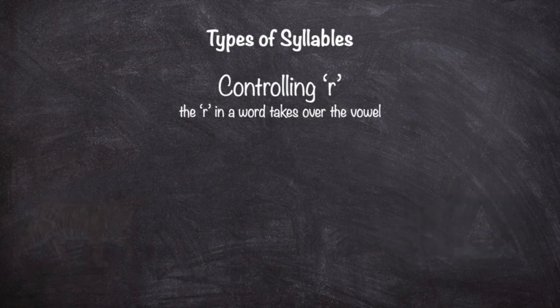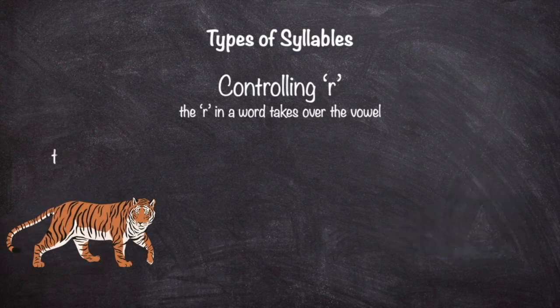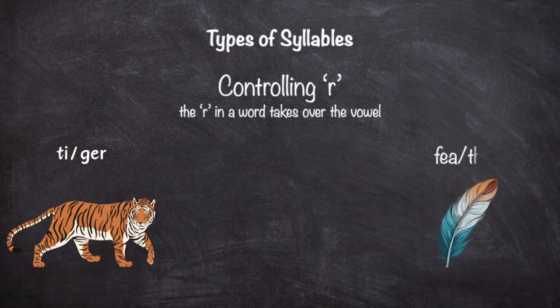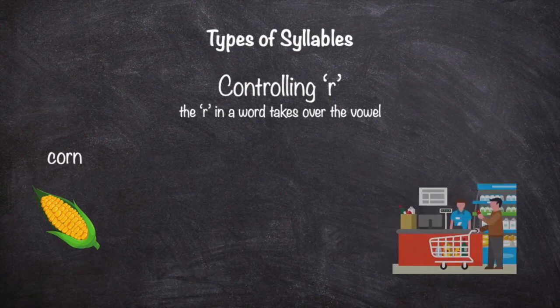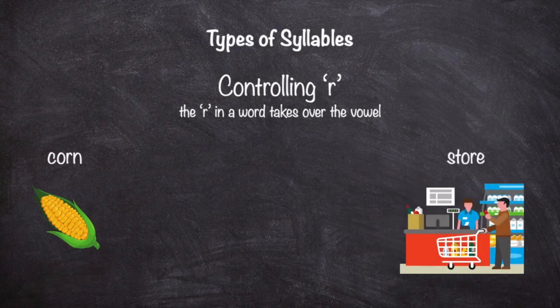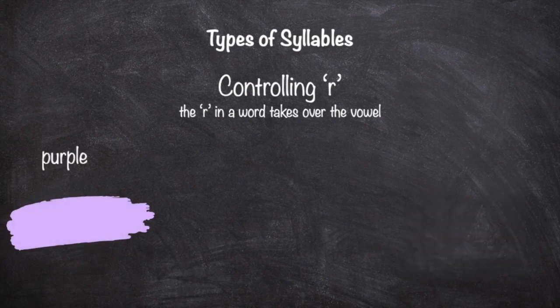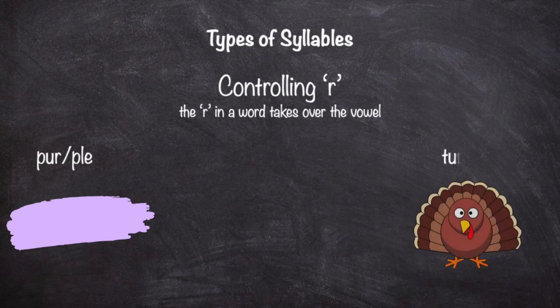The second type is ER, as in the word tiger or feather. The third type is IR that also says er, as in the word bird or shirt. The next type of controlling R syllable word is OR, as in horn or store. And the last type is UR, er, as in purple or turkey.